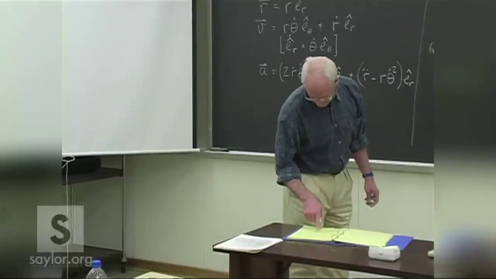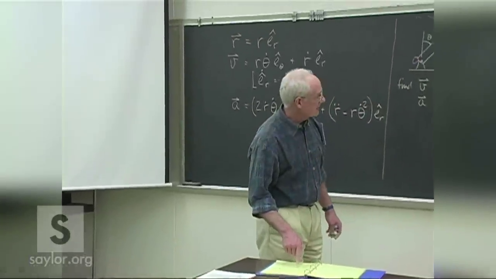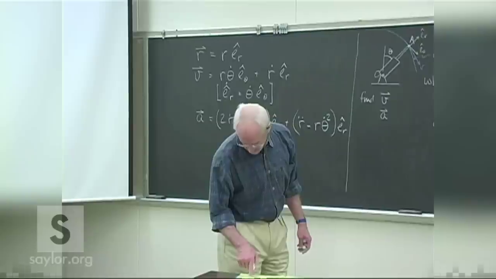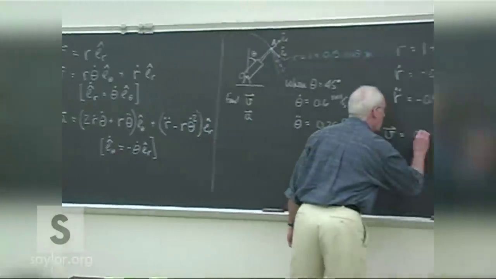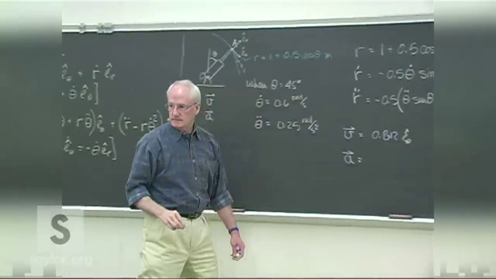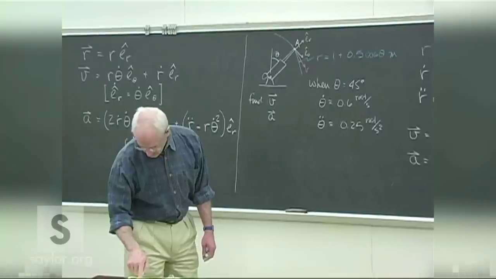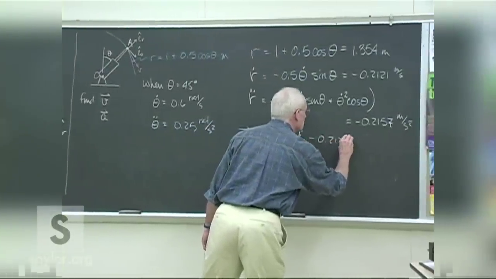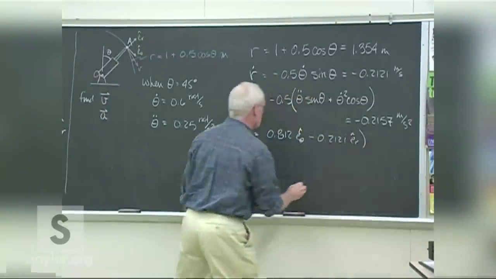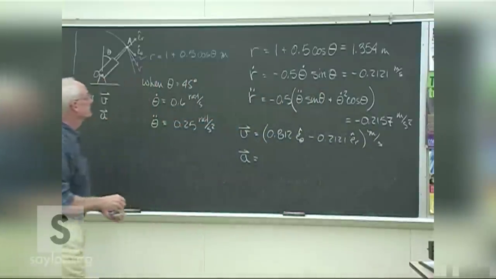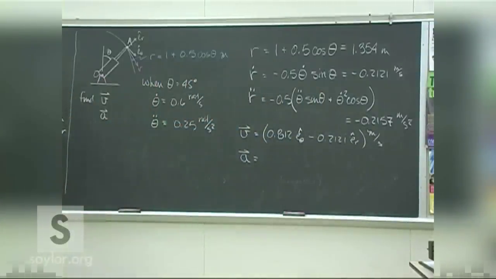So let's see what we got for the velocity vector. 812 in the theta direction. Right, Tom? And minus, well, we have just that R dot up there. Minus 0.2121 in the R direction. And that's meters per second. So the velocity, then, that's pretty much what it looks like with my sketch here.